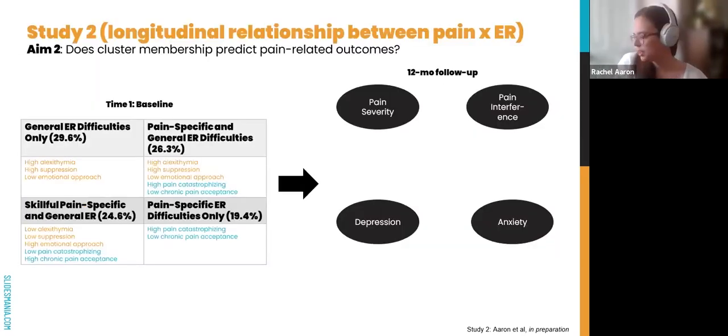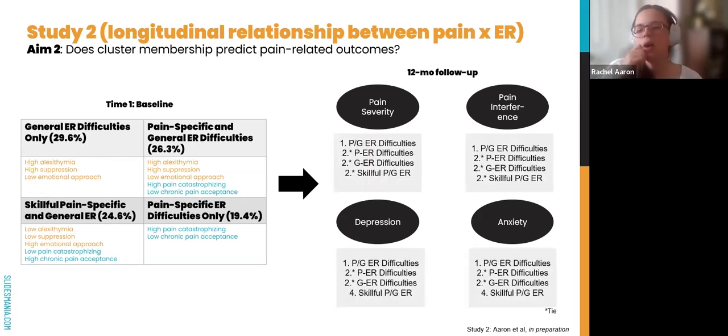Okay, so the next question here was, now that we have these groups, how does this relate to 12-month outcomes? So 1 year later, people who fall into these groups at baseline, what does their pain look like in 1 year, and what does their depression and anxiety look like in 1 year? So what we were able to do, again, using robust SEM analysis, controlling for everything we could possibly control for, we were able to rank which groups had the worst outcomes. So I'm just going to summarize a few trends here.